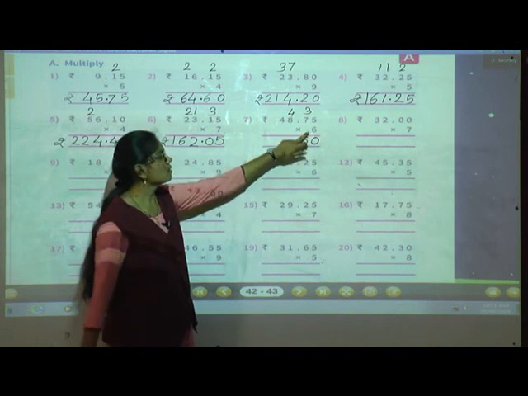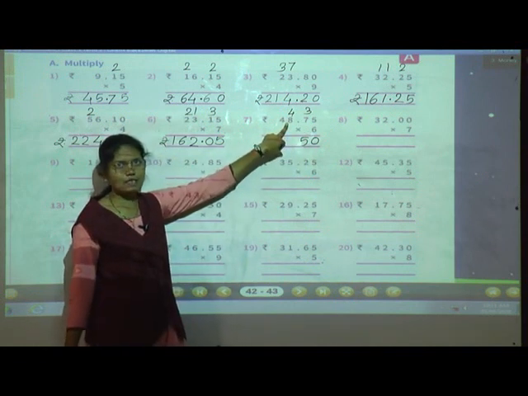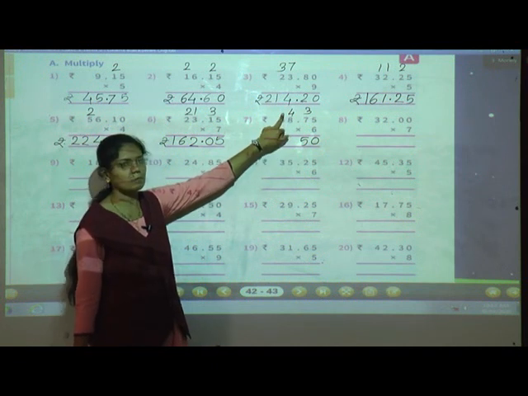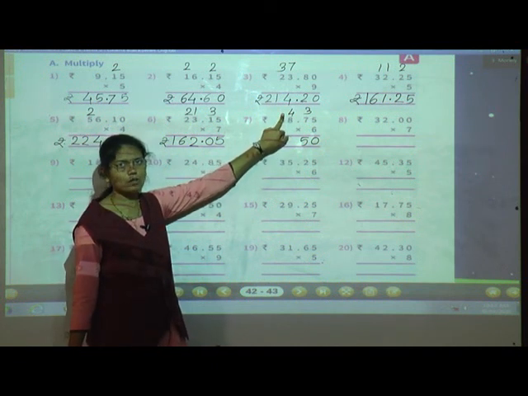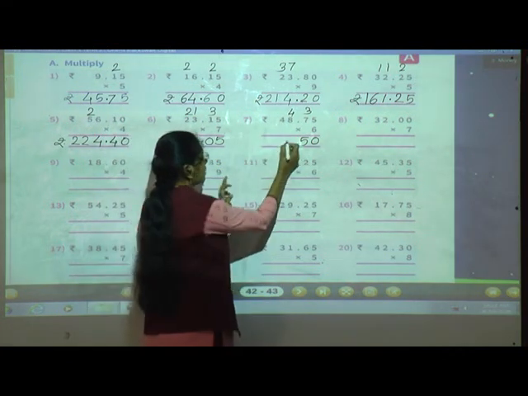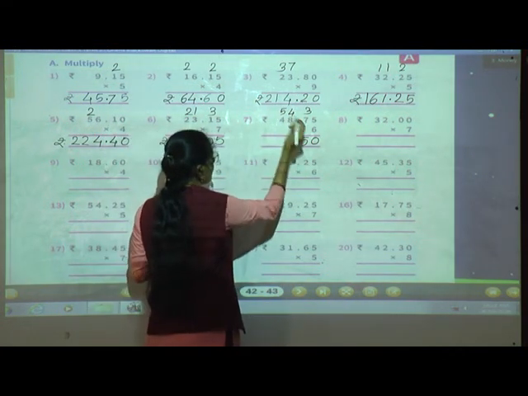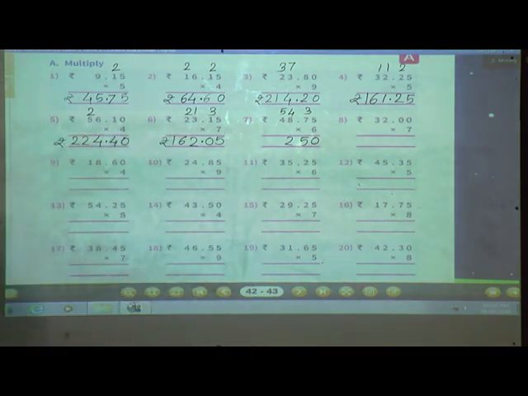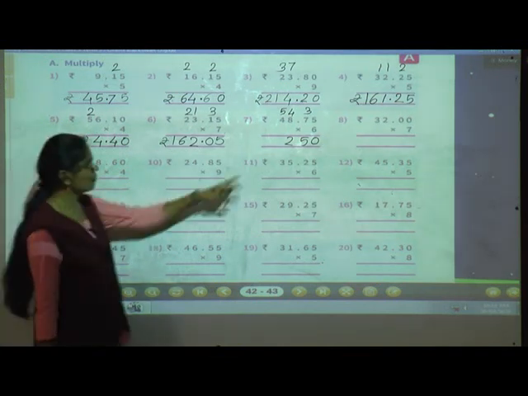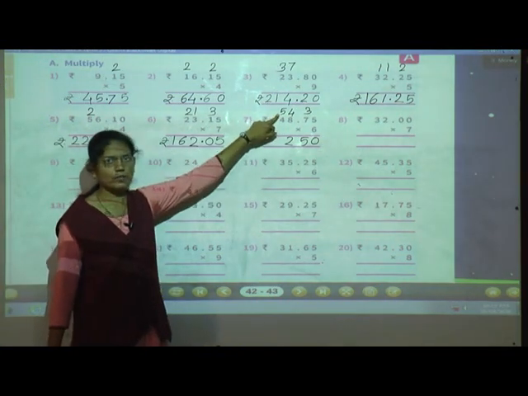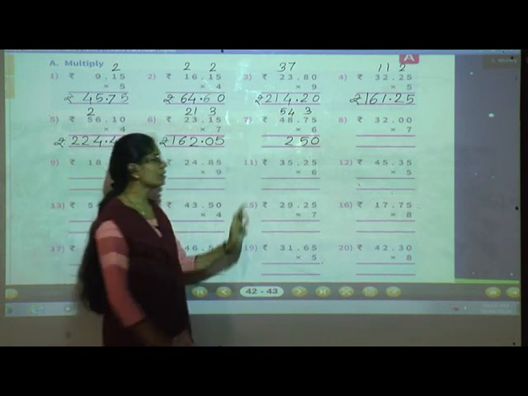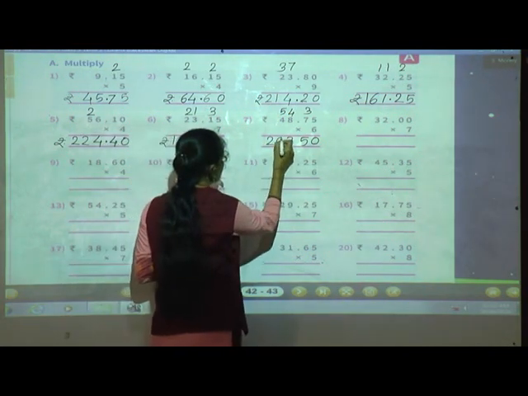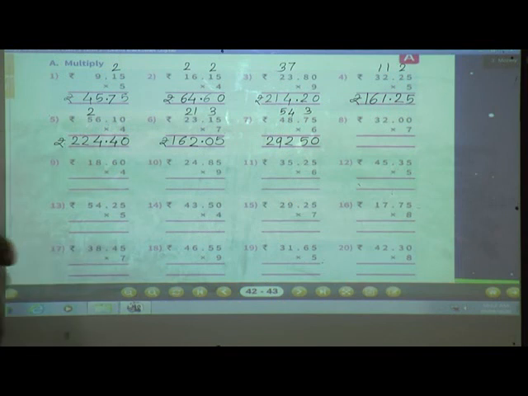Then 6 into 8, 6 8s are 48. 48 plus 4, 52. So here we'll write 2 and 5 as a carry. Then last, 4 into 6, 6 4s are 24. 24 plus 5, this 5 we have to add. So 24 plus 5, 29. So write here 29. Now give the dot.